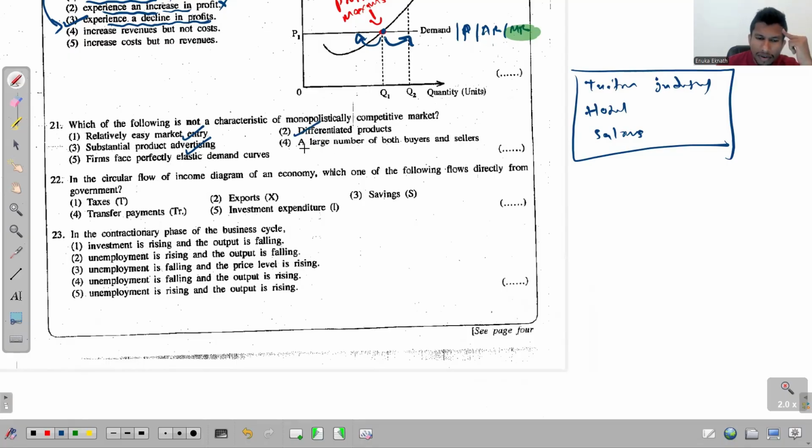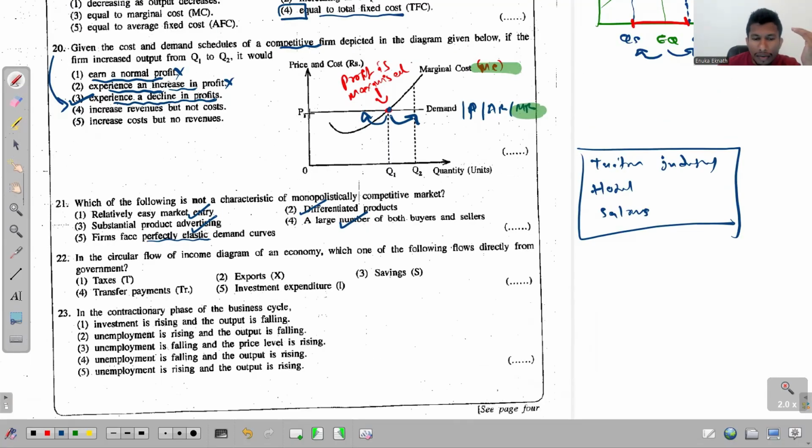Fourth one, large number of both buyers and sellers. Yes, that's true. Firms face perfectly elastic demand curves. If this is the shape of the demand curve, this must be a firm operating in perfect competition.